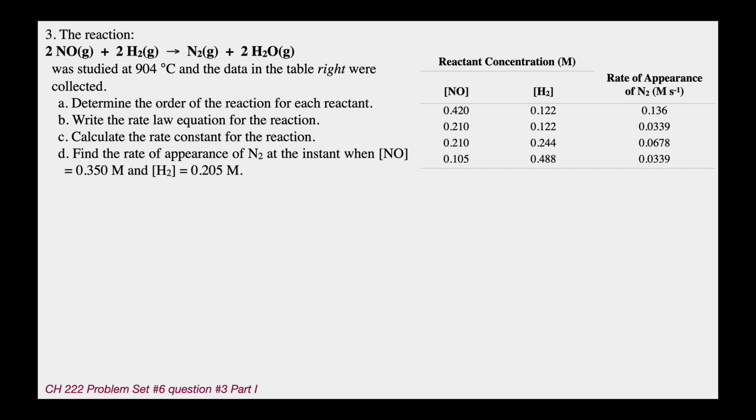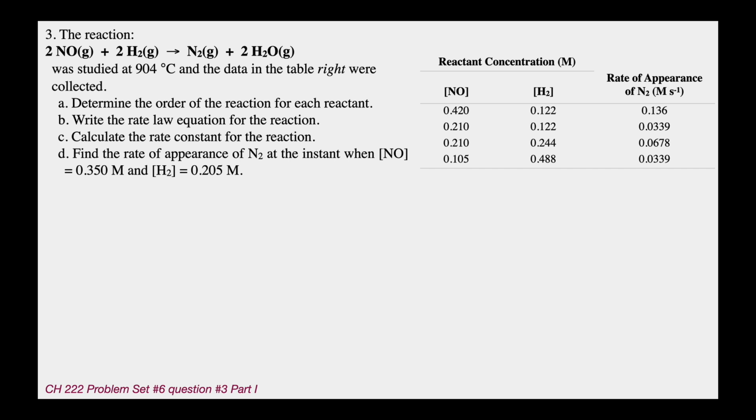Here's the reaction 2NO plus 2H2 going to N2 and 2 water, and it's being studied at 904 degrees Celsius. And the table on the right there, that's the data they collected. So this problem has several parts. First, A: determine the order of the reaction for each reactant. B, write the rate law equation for this reaction. C, calculate the rate constant K for the reaction. And then D, find the rate of appearance of N2 at the instant where NO equals 0.350 and H2 equals 0.205. All right, so on this page right here, we're going to tackle A and B, and on the next page, we'll look at the other ones.